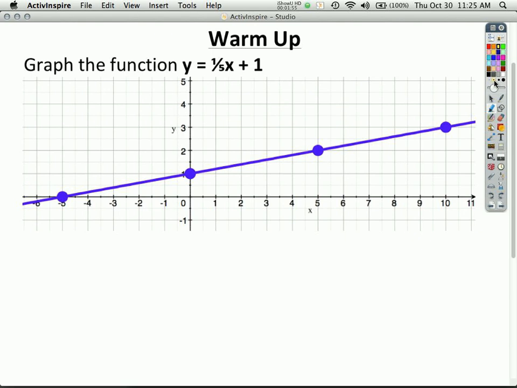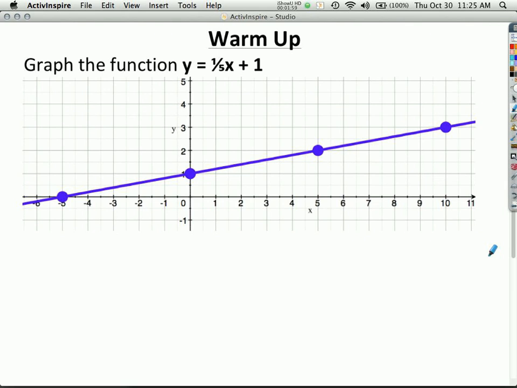To determine if yours is correct, we look for two spots. You look for where it crosses the x-axis. It should be crossing the x-axis at -5. So look at your graph and see if it's crossing at -5. Now, if your graph, the line doesn't go all the way, now pick up your ruler and draw the line so it goes all the way. And then see if it crosses at -5.